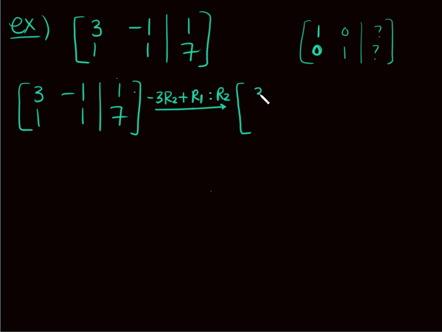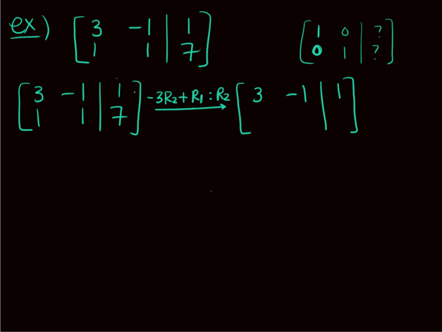Okay, so the first column I'm not messing with at all. That's just going to be 3, -1, 1. Okay, then what am I going to do here? I'm going to take a -3 times row 2, and I'm going to add it to row 1, and then the result I'm going to put into row 2. That's that third row operation that I can do: add a non-zero multiple of one row to another row.